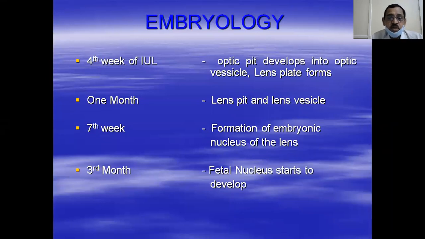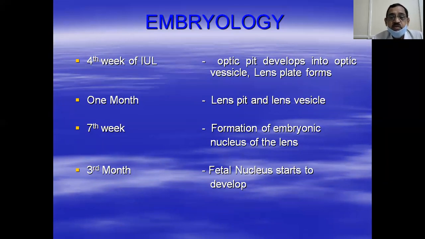So the formation of the various structures of the lens, you see in the fourth week of intrauterine life, the optic pit develops into the optic vesicle and the lens plate forms. And at 1 month of intrauterine or gestational life, the lens pit and lens vesicle form.